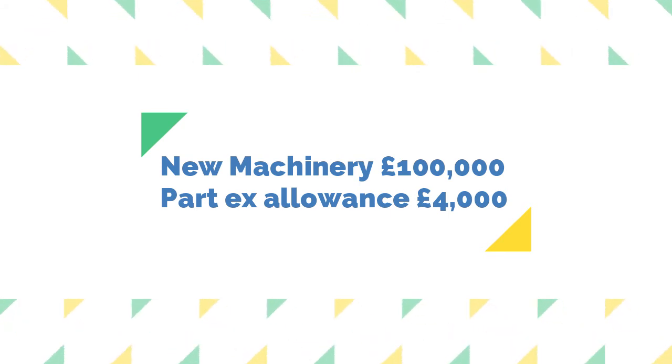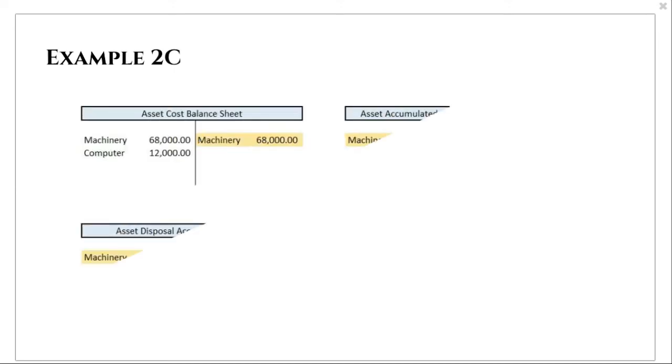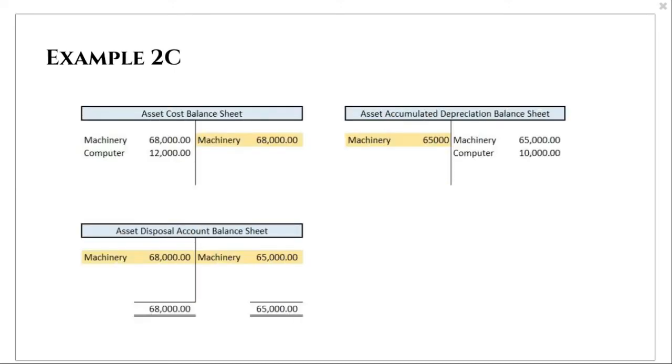So, in terms of the initial accounting treatment for this, we're going to take the cost out of the asset cost account and we're going to write back the accumulated depreciation. So what we need to do is credit the asset cost account by £68,000 for that machinery, and we're going to debit the asset disposal account with £68,000. Next, we're going to debit the asset accumulated depreciation account with £65,000 for that accumulated depreciation, and then we're going to credit the asset disposal account with £65,000.